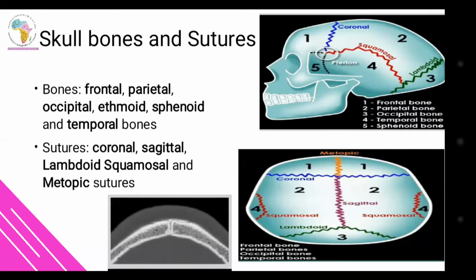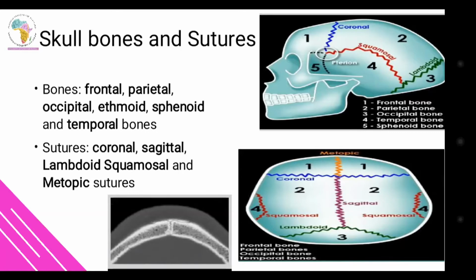And as you can see, there's a small area which we call the pterion, which is the thinnest part of the skull. At that area, you have four bones which meet together. You have the frontal bone, the parietal bone, the squamous part of the temporal bone, and the sphenoid bone, which is actually inside.